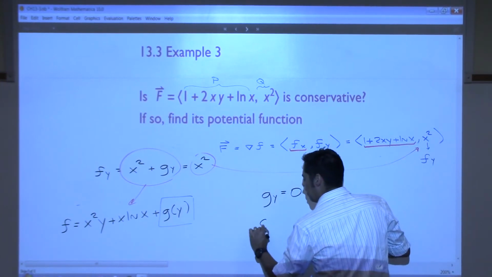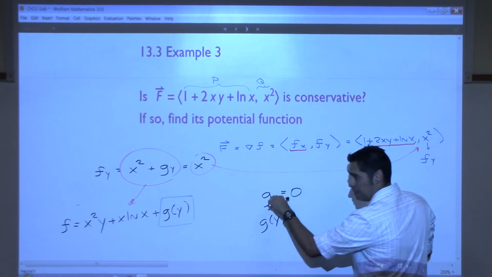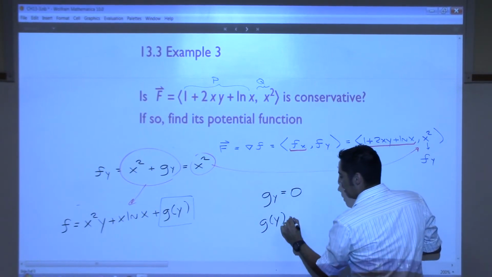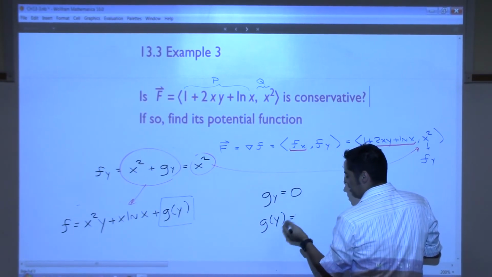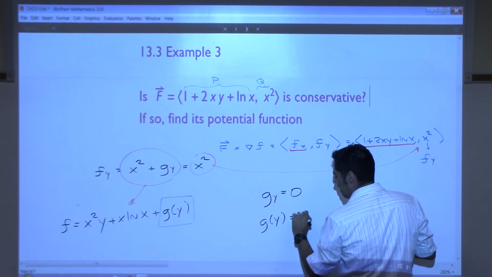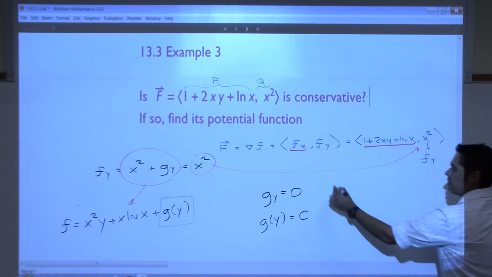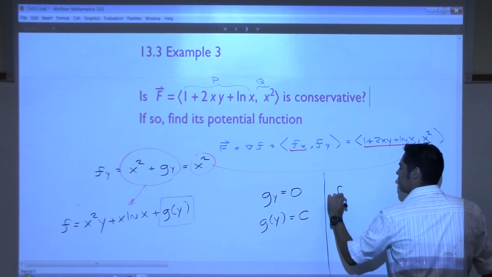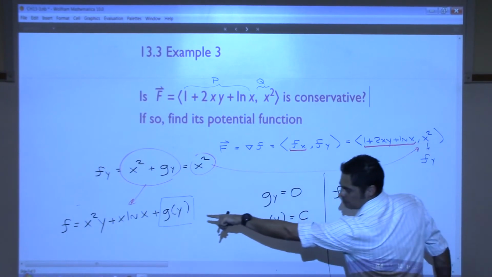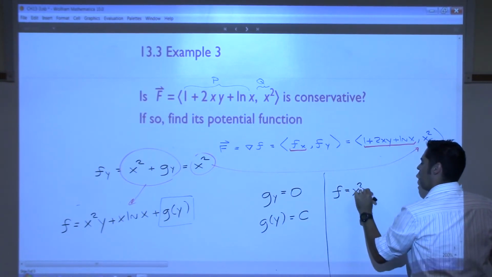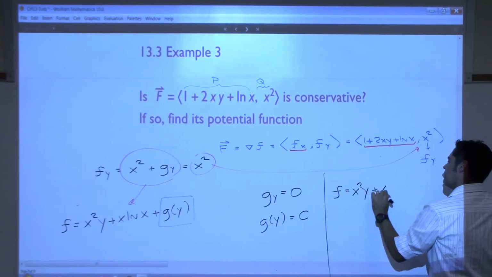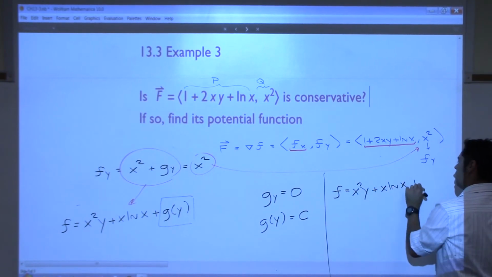So that means that g of y, not the derivative, this is g of y, is equal to some constant. You can use c, anything you want. I think the book uses k, but I'm going to use c. So c is a constant. And that's it. You're there. Tell me what little f is. Little f is x squared y plus x ln x plus c.